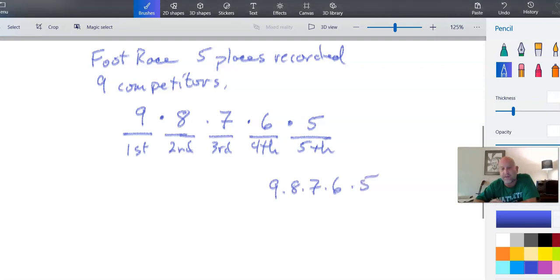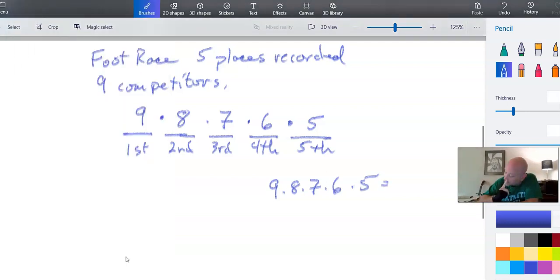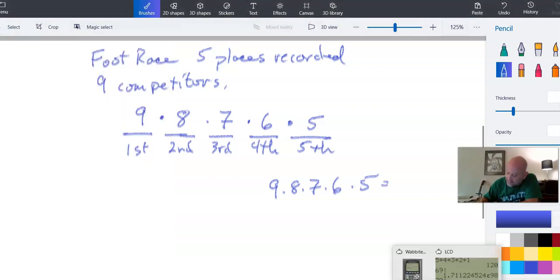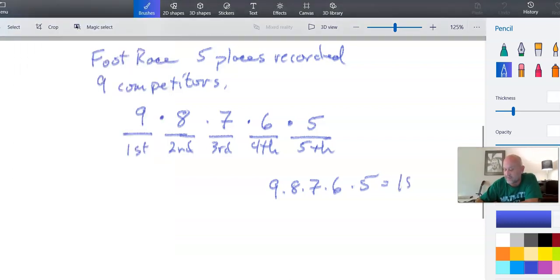And if we want to work that out, I'm just going to work it out on the screen here. We got 9 times 8 times 7 times 6 times 5. And what that gives me is 15,120.